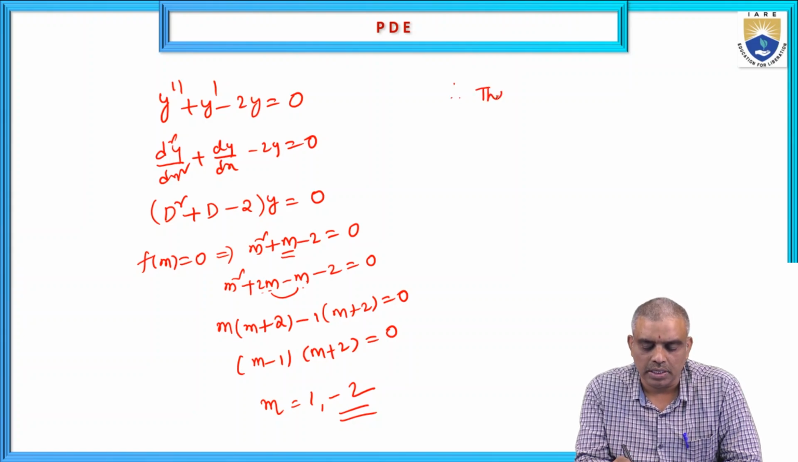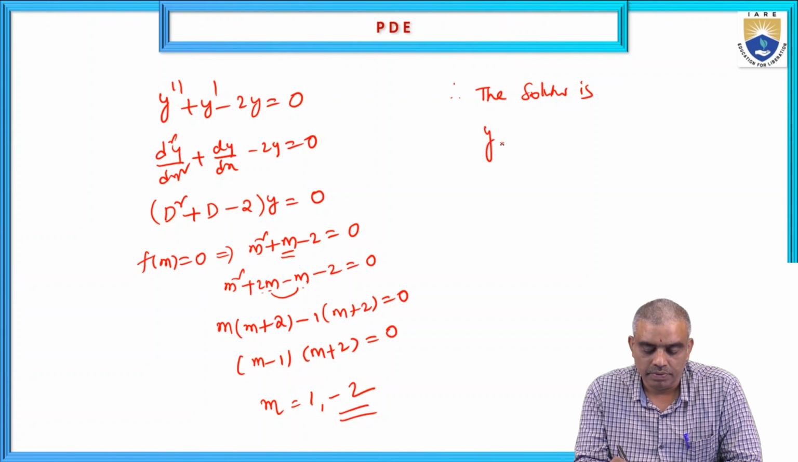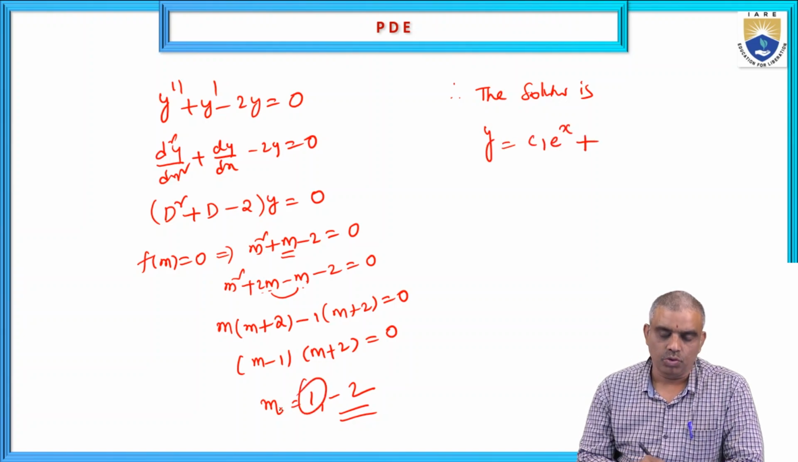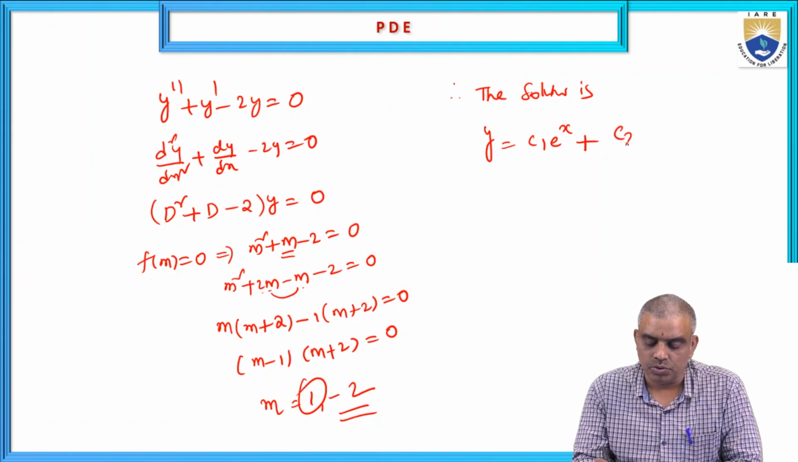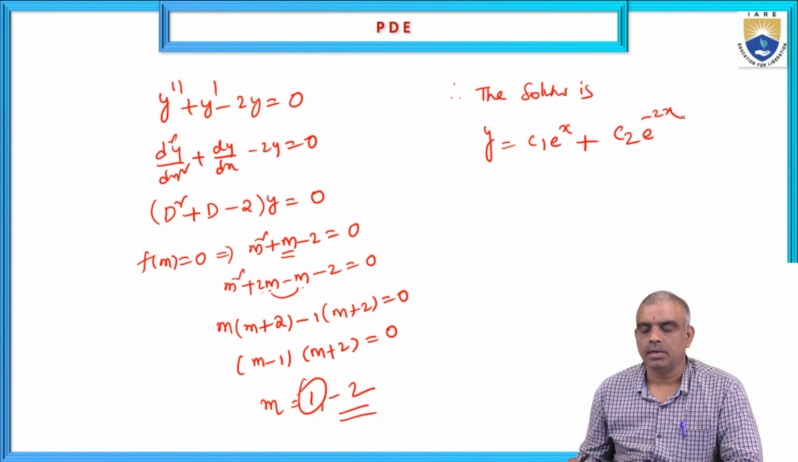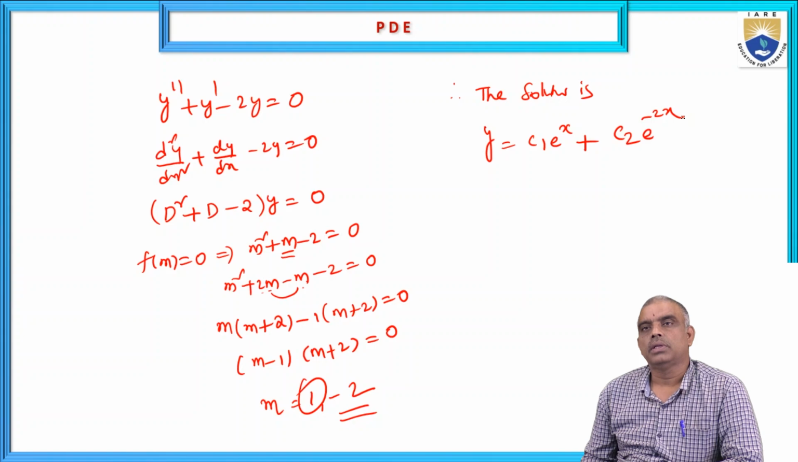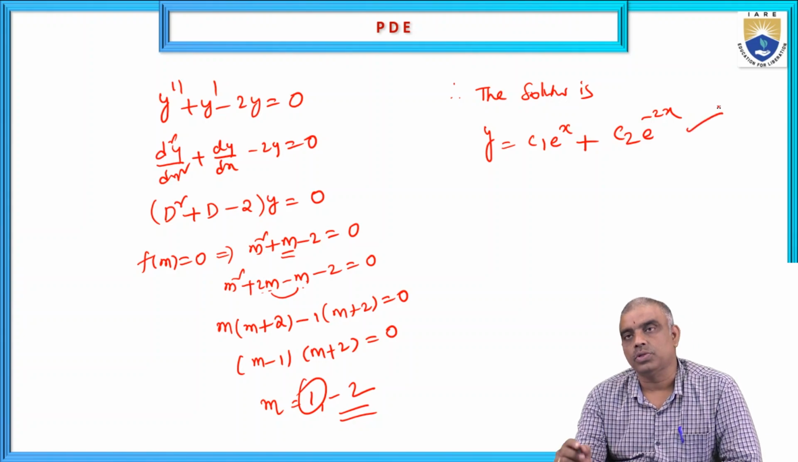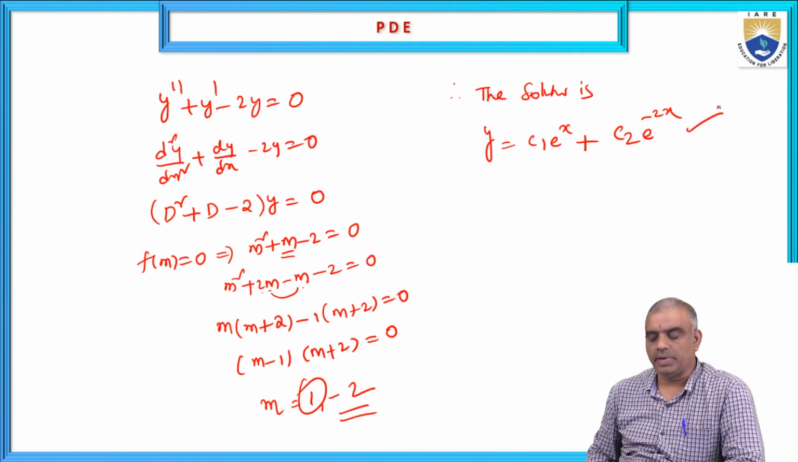Therefore the general solution is given by y = c1 e^x for the root 1. And for the root -2, that is c2 e^(-2x). That will be the required solution of the given differential equation.